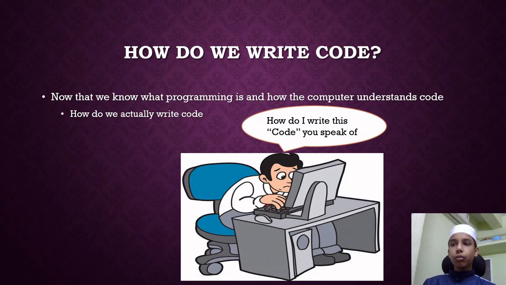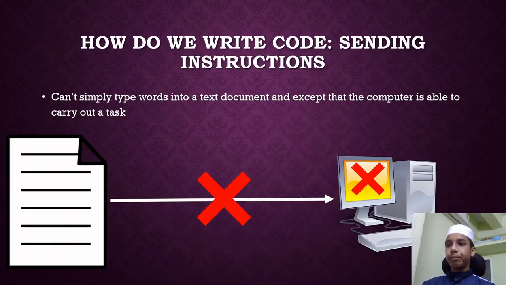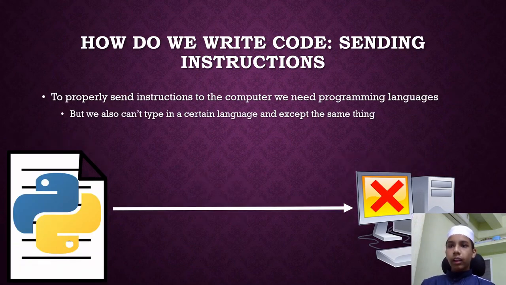Now that we know what programming is and how the computer understands code, how do we actually write code? We can't simply type words into a text document and expect that the computer is able to carry out a task. No. To properly send instructions to the computer, we need programming languages. But we also can't type in a certain language and expect the same thing.